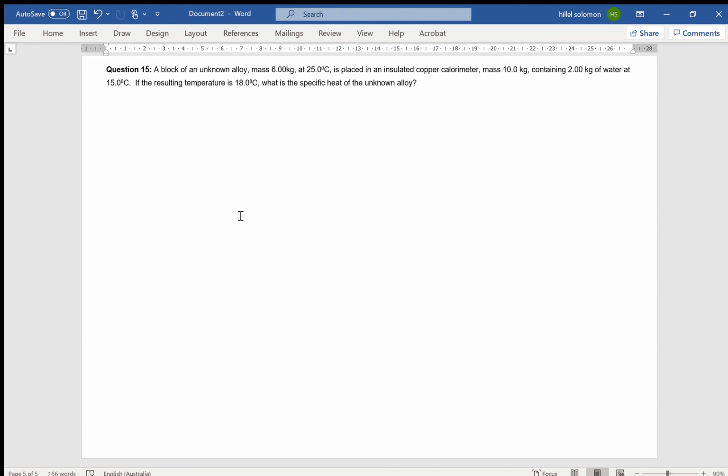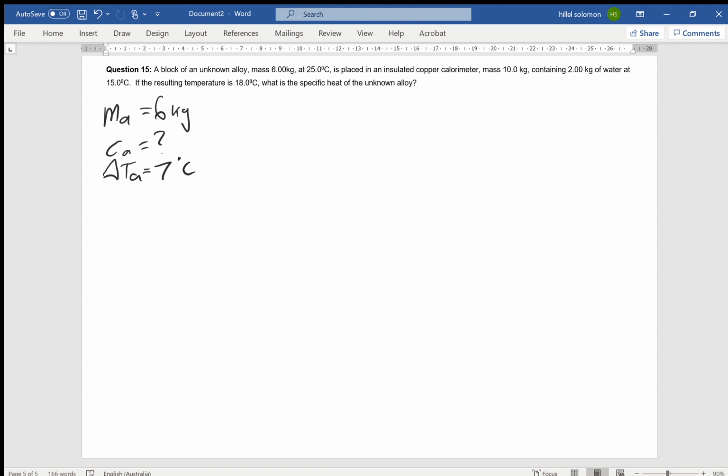So let's write down our values. The unknown alloy, I'm just going to use A for that, for alloy. So the mass of the alloy is 6 kilograms. The specific heat capacity of the alloy is what we don't know. It's what we're trying to work out. Now, the change in temperature of that alloy, well, it starts at 25 degrees Celsius and it drops down to 18. So it's got a change in temperature of 7.